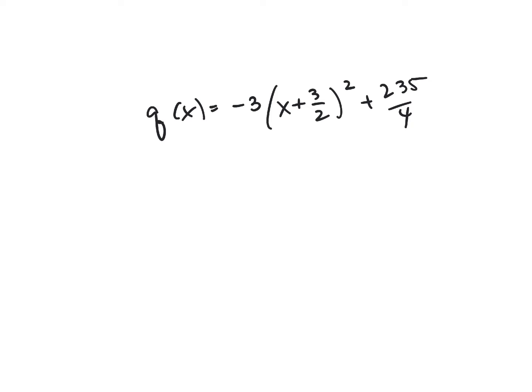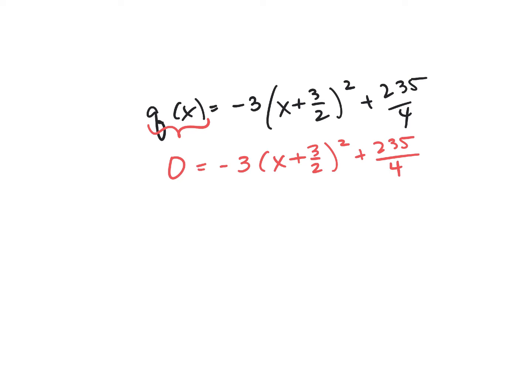All right, we're going to look at the intercepts for this problem here. -3 times (x + 3/2) squared plus 235/4. So to find those x-intercepts, we're really looking at where we cross the x-axis, which is when our function value is 0. So we're going to put 0 equals -3 times (x + 3/2) squared plus 235/4.